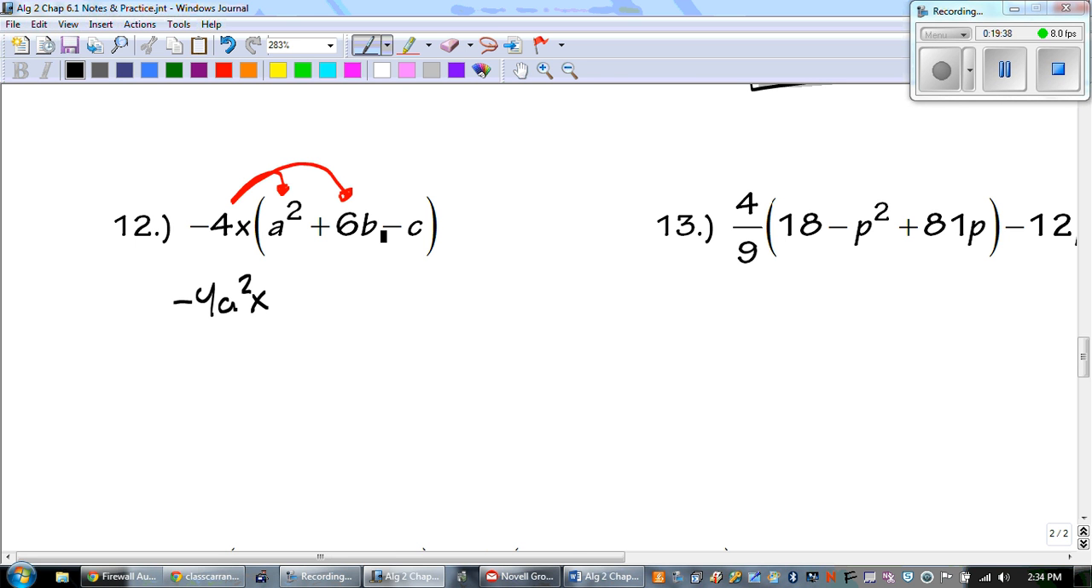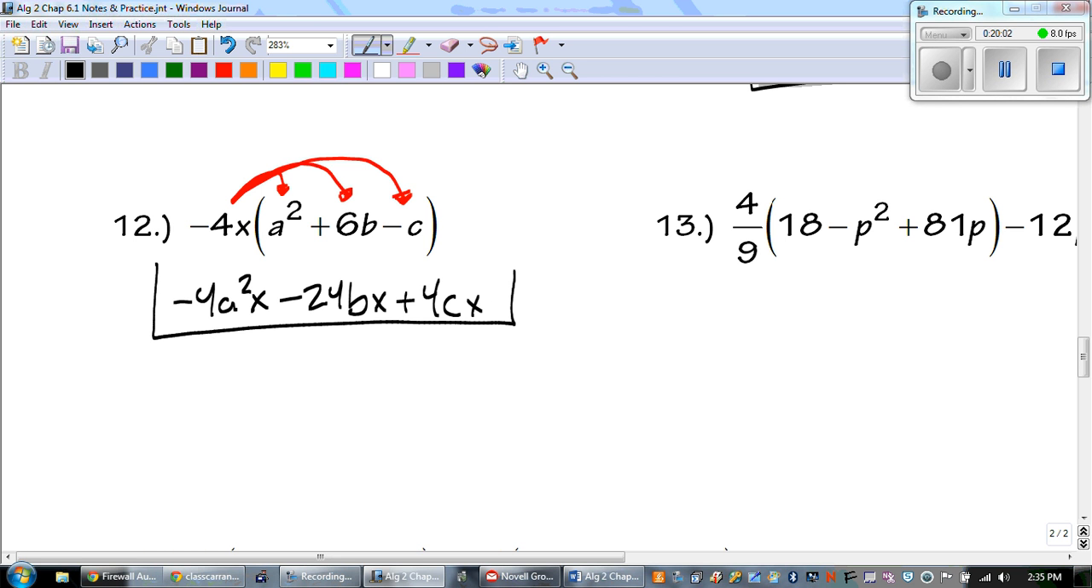Okay, negative 4 times 6 is negative 24. And I can't really do anything with the b and the x, so there they go. I'm just keeping track of everything. Okay, negative 4 times negative c. Well, a negative times a negative is a positive. 4 and then cx. Okay. And now that already is in standard form because a squared comes first and then the rest are just in alphabetical order.